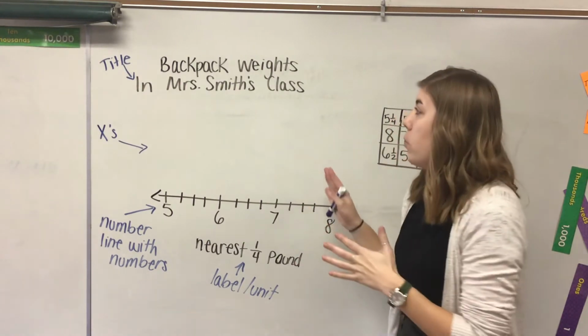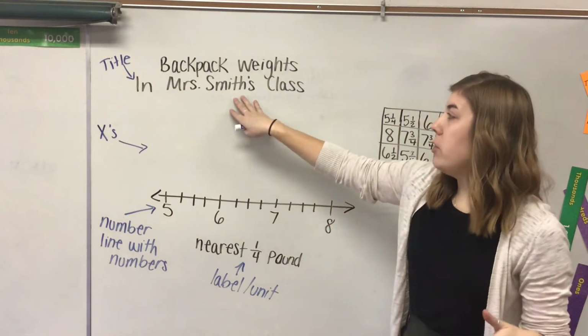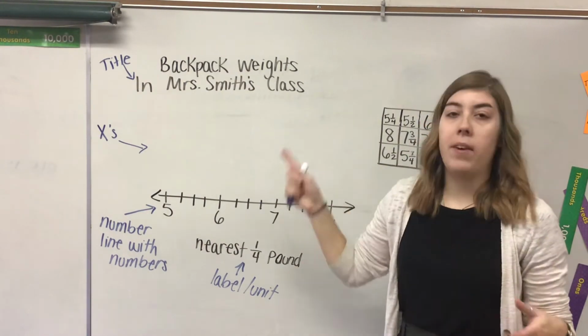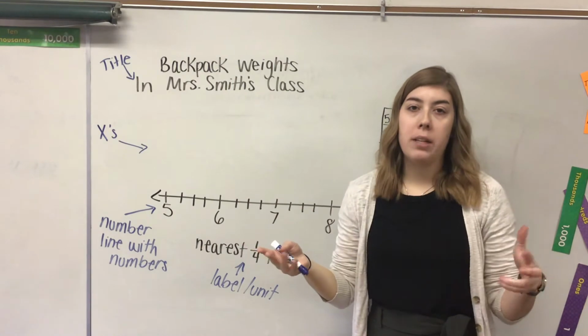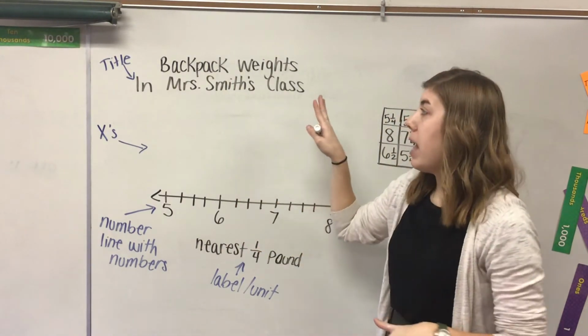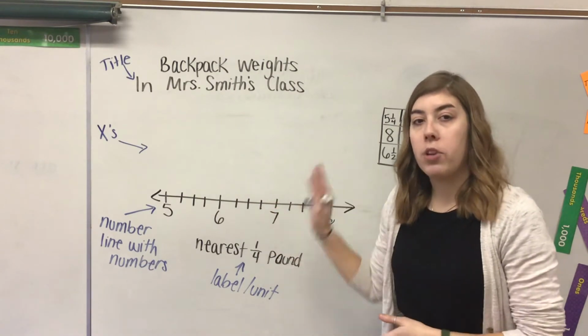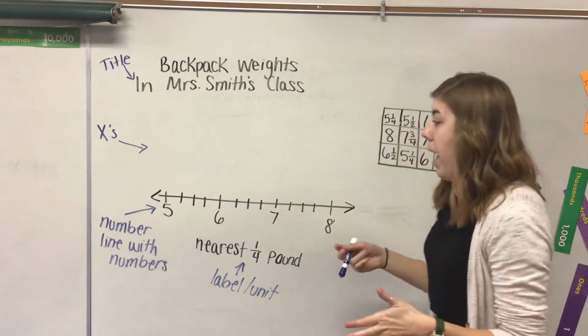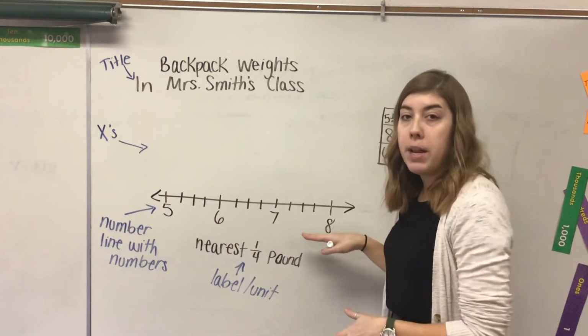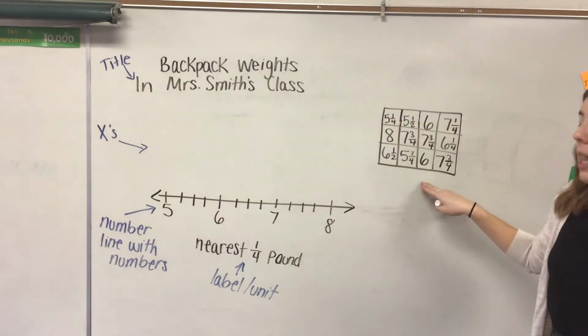So in this instance, we are doing the backpack weights of students in Mrs. Smith's class. So you'll notice that my title is specific. It doesn't just say weight of backpacks, right? I'm telling you which specific class that's coming from. I'm making that something that if I had never seen this line plot before, I could just walk in and know what it's about. I also have a number line here, and I decided which numbers I was going to use on my number line based off of the data I collected.